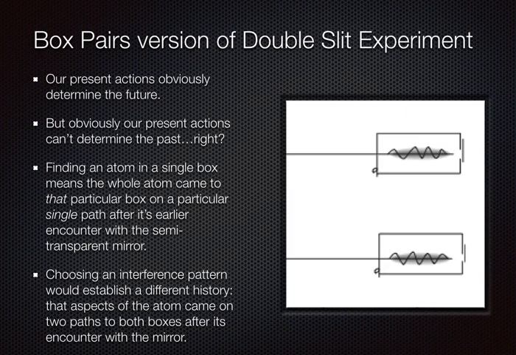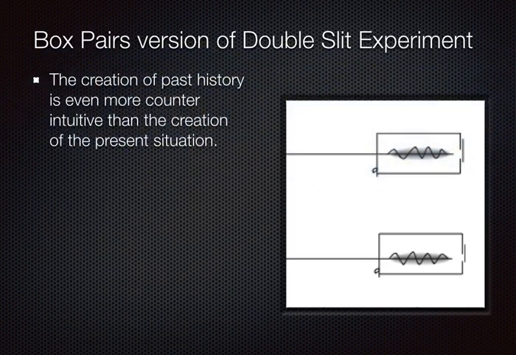So it just happened that it's doing what I chose it to do. So now we're saying, okay, I have free will, but whatever I will not only happens in the future, it actually changes the past to match the future, which is bizarre. So the creation of past history is even more counterintuitive than the creation of the present situation.